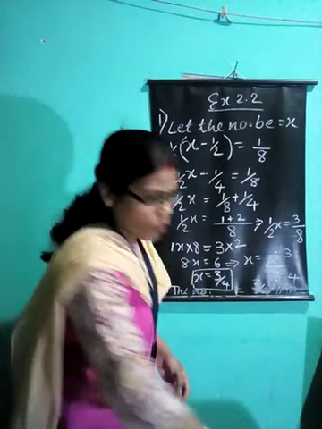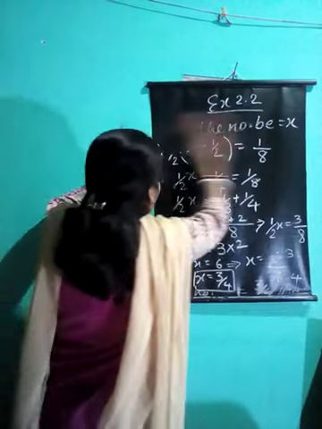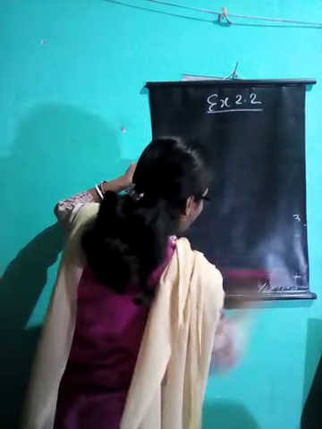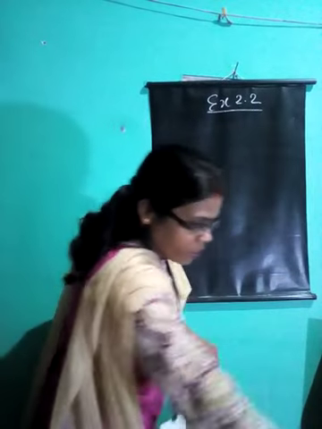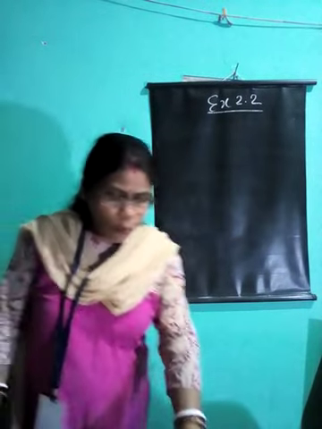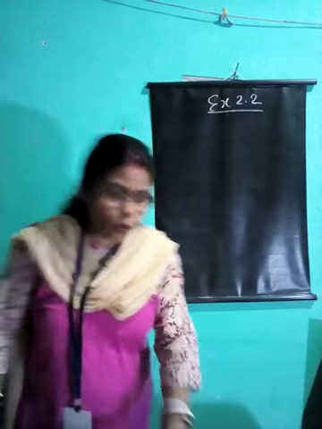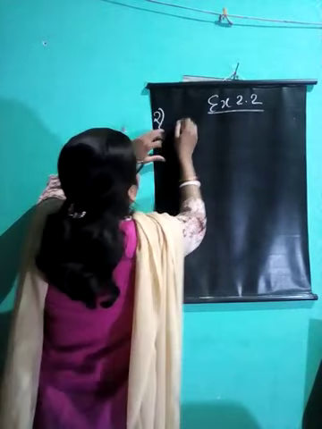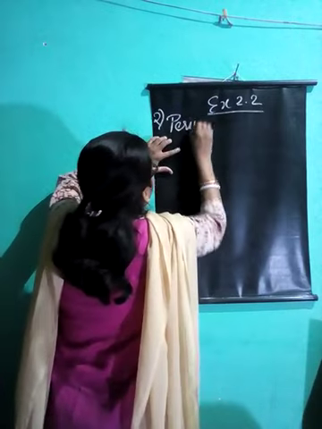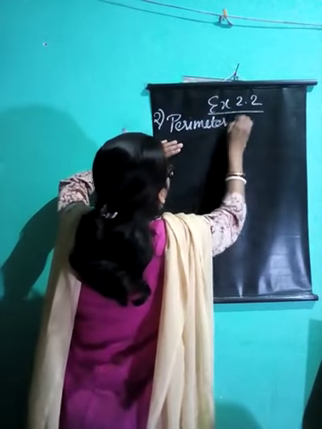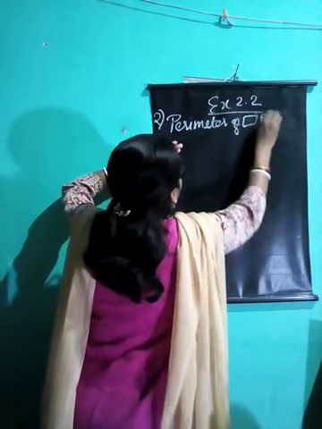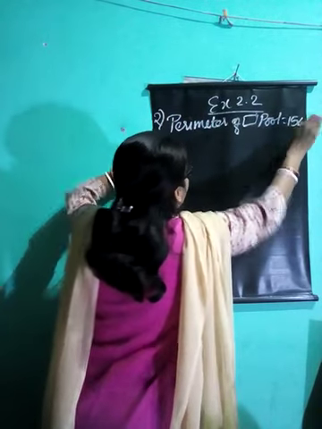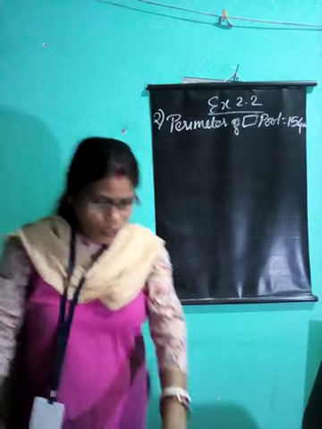Now coming to the next question. Second question of the exercise 2.2. You will see the question, read it from NCERT. The question is, the perimeter of a rectangular swimming pool is 154. What is given? Second, perimeter of the rectangular pool is how much? 154 meters. Okay, so this is your perimeter of rectangle.